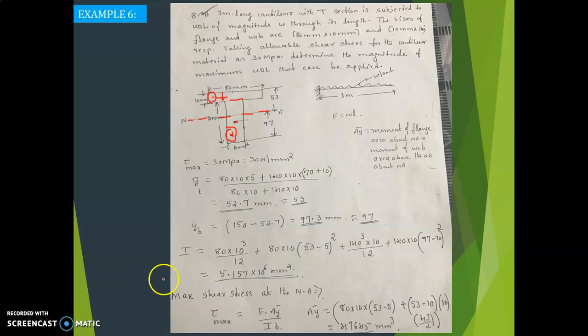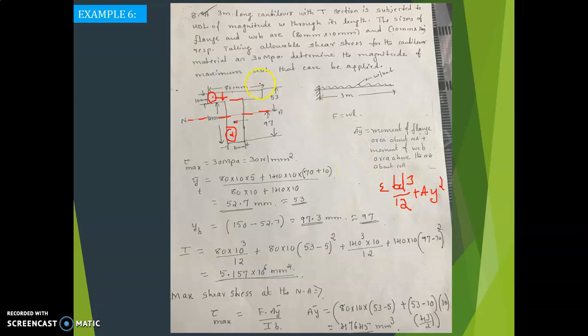Now we will calculate I. What is I? It is the summation of BD cube divided by 12 plus A Y square. I have explained in the last chapters how to calculate I for a T section. Here there are two sections, so B1 D1 cube divided by 12 plus A1 Y1 square. Let us calculate for the first section now.